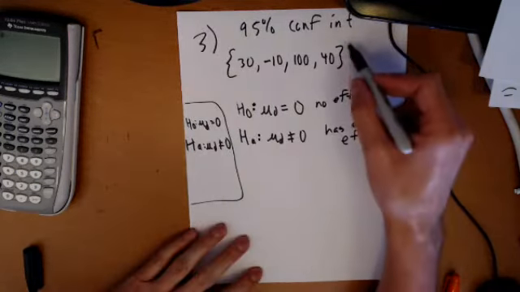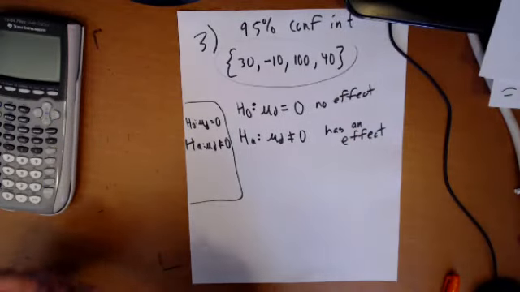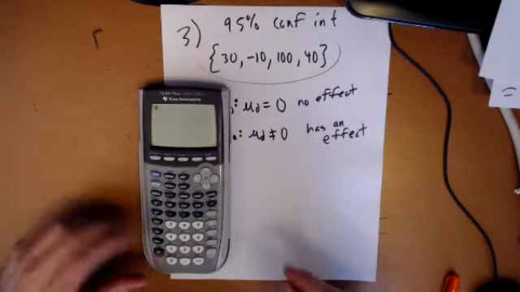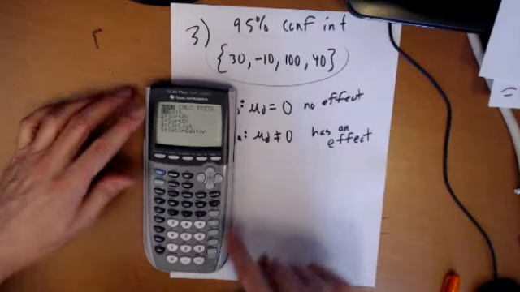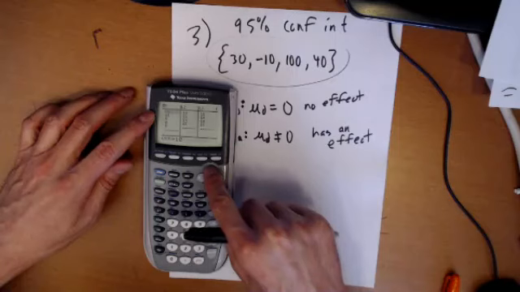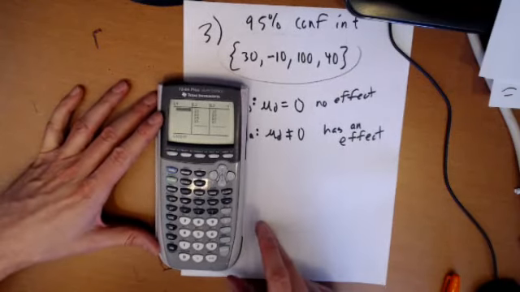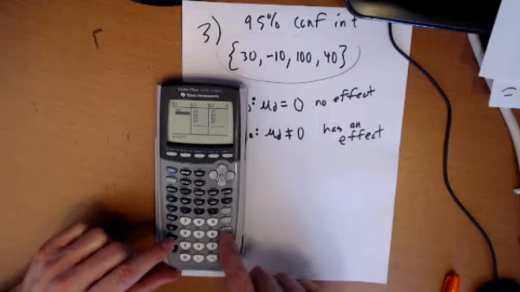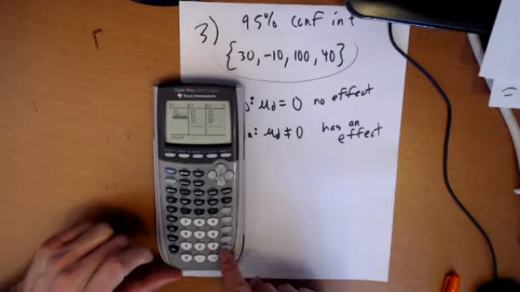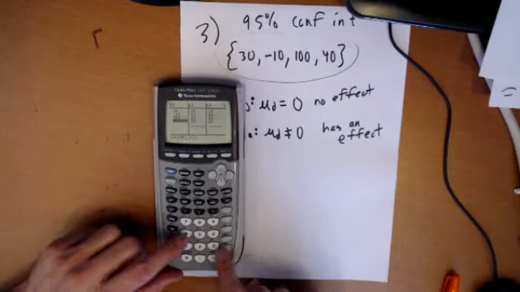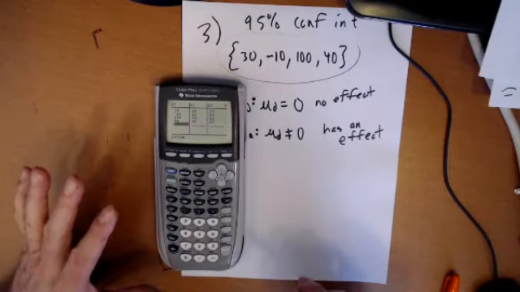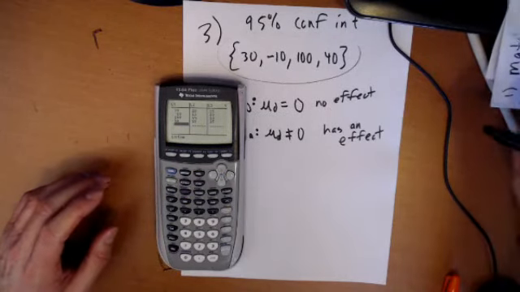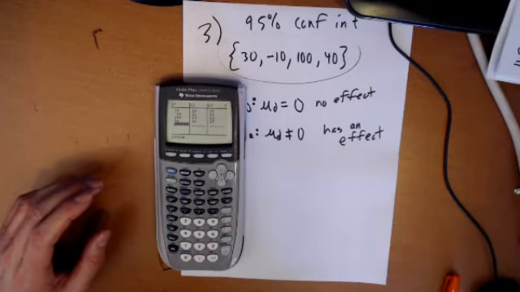Okay, so here's our numbers. Let's throw it into our calculator and create a 95% confidence interval. So stat, edit, enter, L1, go up, hit clear, hit enter. Let's give it the numbers 30, enter, negative. Again, don't do subtract, do negative. 10, enter, 100, enter, 40, enter. Okay, and now this is just like, what did we say? 9.2, so just do a t interval.